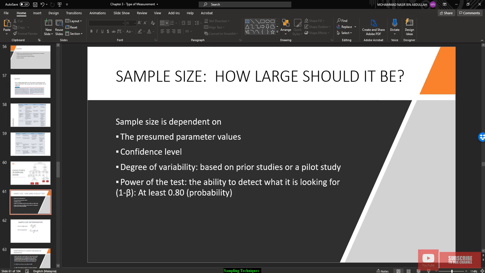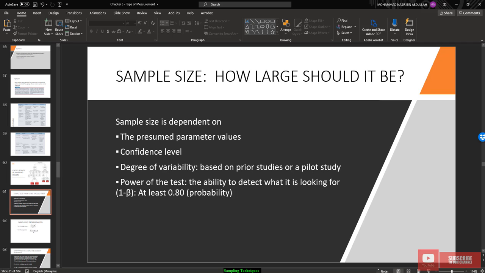prior study or pilot study. Power of the test. This is another dependency of sample size. Power of the test means a type 2 error, right? The 1 minus type 2 error. We got the power of the test, which is beta, right?